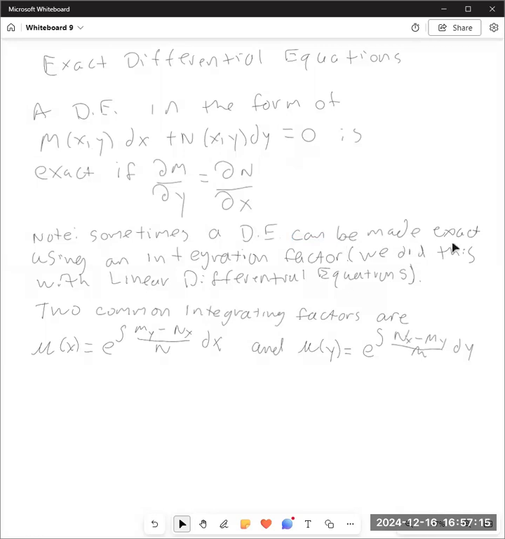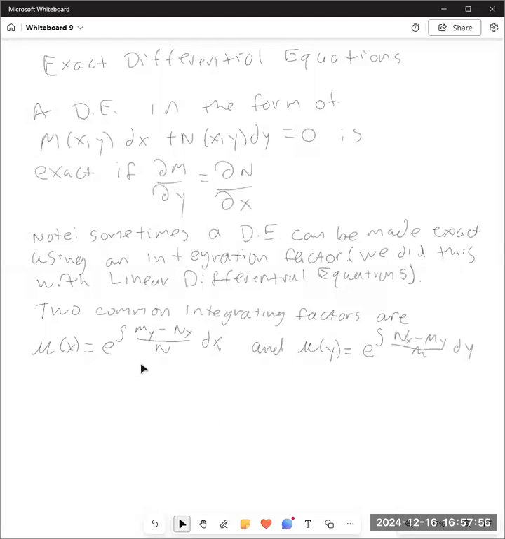In some cases, we can make a differential equation exact using an integrating factor, like what we did last time with linear differential equations. We just didn't know about exact differential equations, and that's what that integrating factor was doing. We used the integrating factor mu equal to e to the integral of p(x) dx, when the equation was written in the form dy/dx plus p(x)y equals f(x), and we made it exact that way.